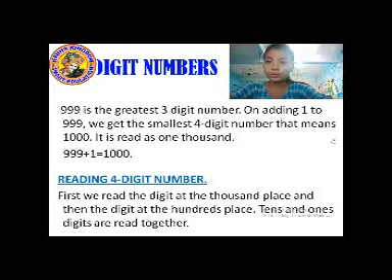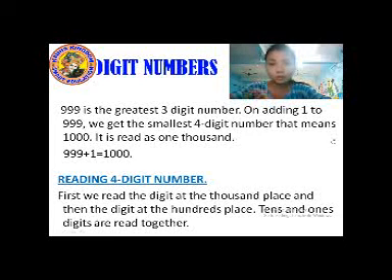Now we are going to learn about 4-digit numbers. The smallest 3-digit number is 999. On adding 1 to 999, we get the smallest 4-digit number, that is 1000.